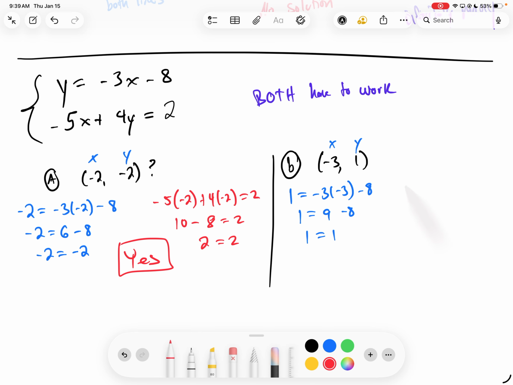But when I plug it into the second one, the bottom one, I get 15 plus 4 equals 2. 19 does not equal 2, right? So this one, that point is on the top line, but it's not on the bottom line. So that means it's not the intersection point. It would just be somewhere on the other line and not the bottom one there. All right, so this topic is just checking to see if the points are intersection points.